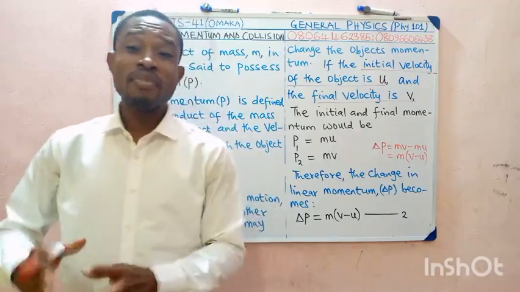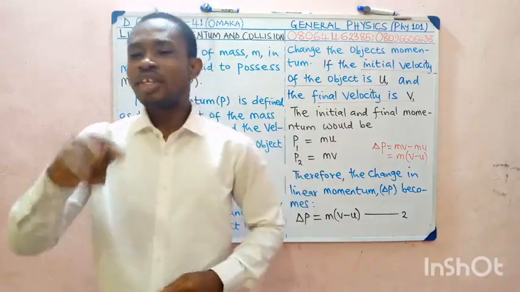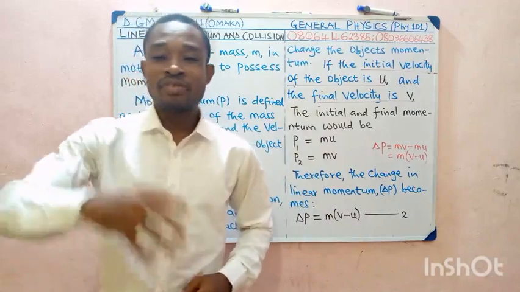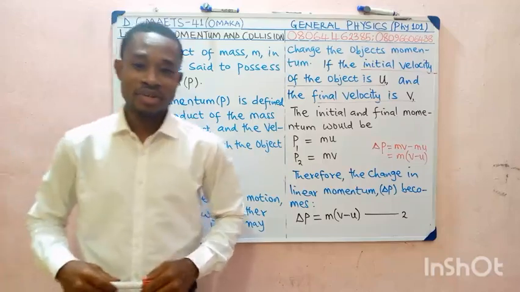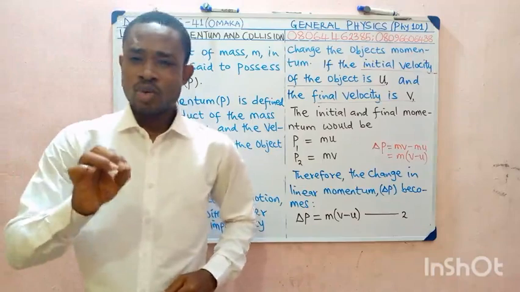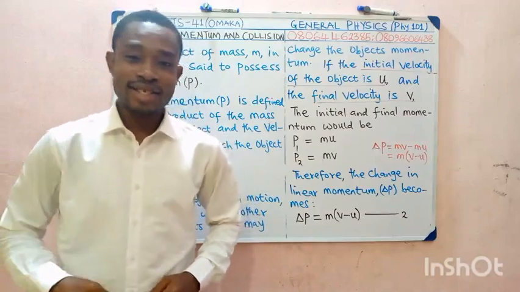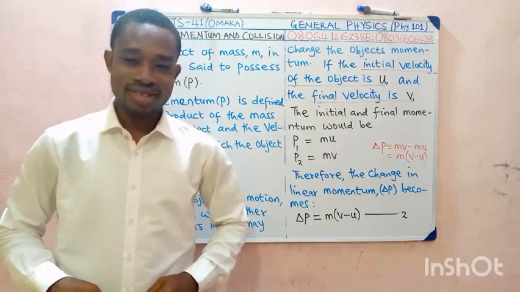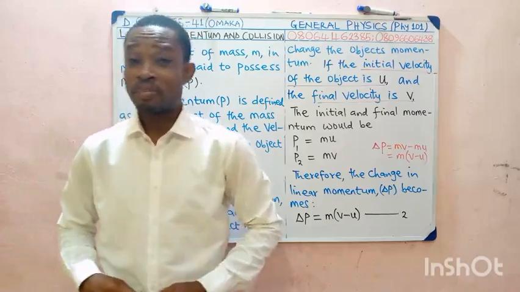Momentum is the product of mass and velocity. But the change in momentum is final momentum minus initial momentum. In the next video, we are going to consider the concept of impulse, as a result of impact.